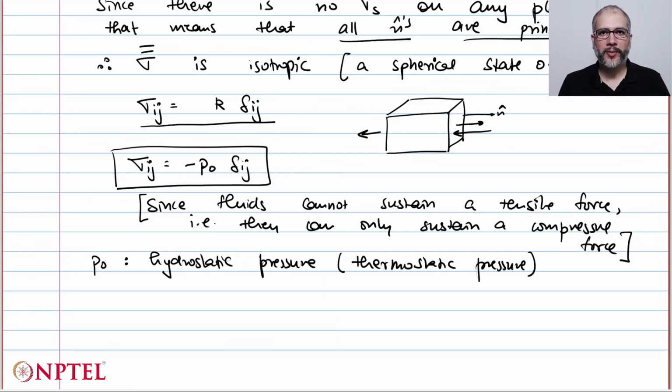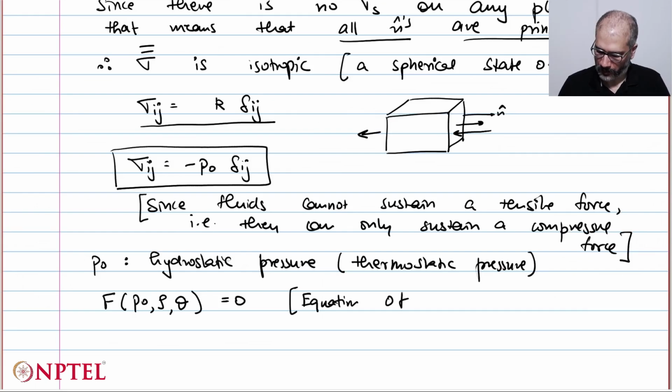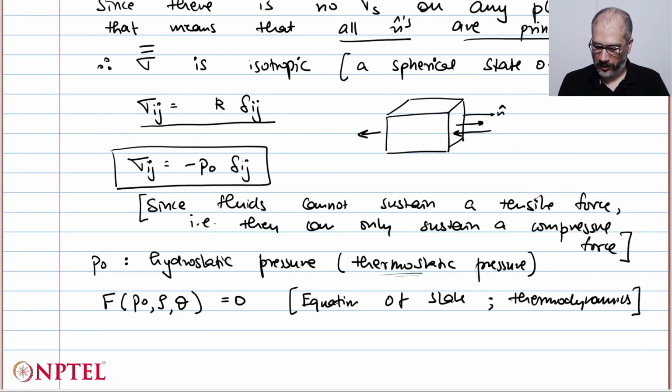So if you're dealing with a gas, for example, we can write that this P naught is related to density rho and temperature theta. So we can write a function like this. So this comes from the equation of state, from the ideas of thermodynamics. And that is the reason this P naught is also known as thermostatic pressure, because this is related to the temperature theta through the laws of thermodynamics.